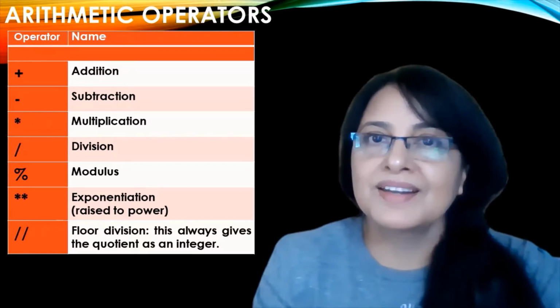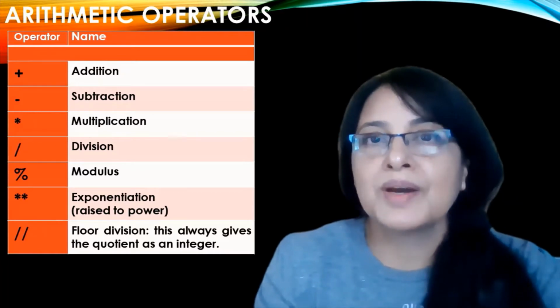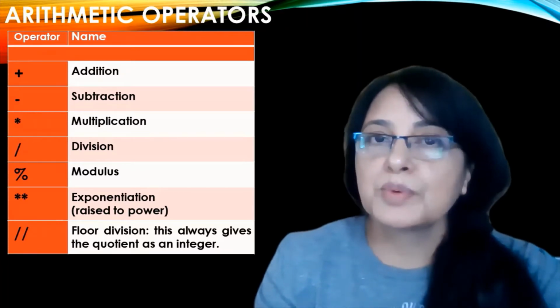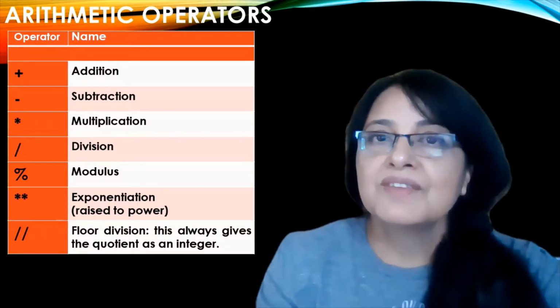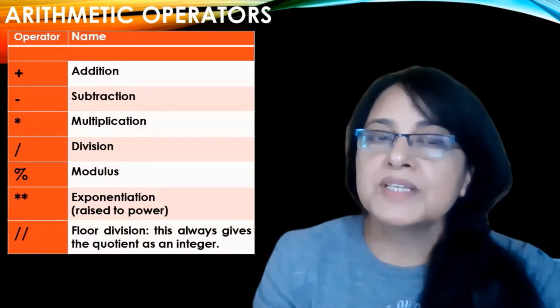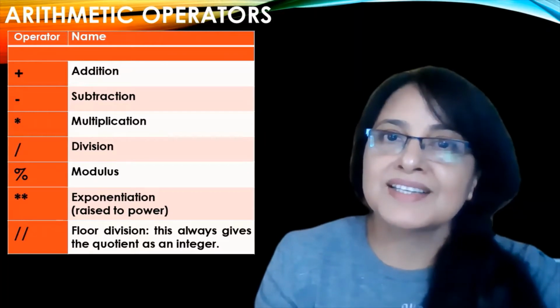which is basically the remainder after you divide one number by another, exponentiation, which is one number raised to power another, floor division, which is always going to give us the quotient as an integer.